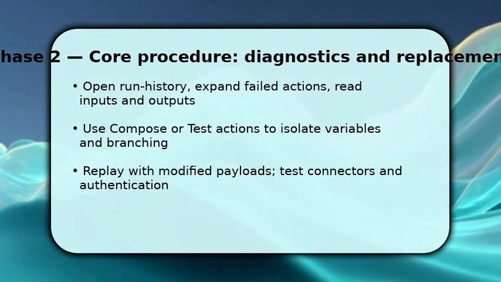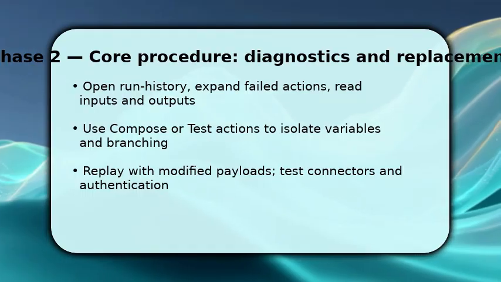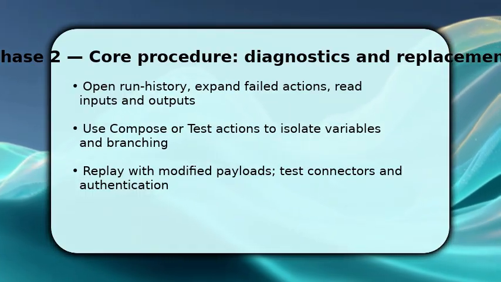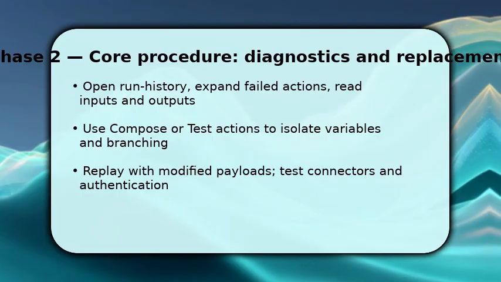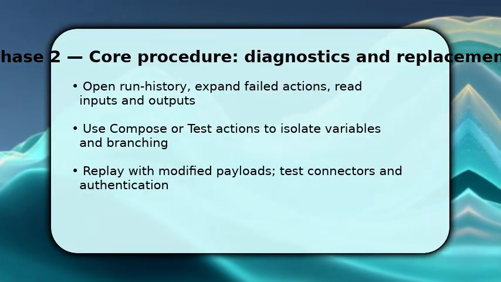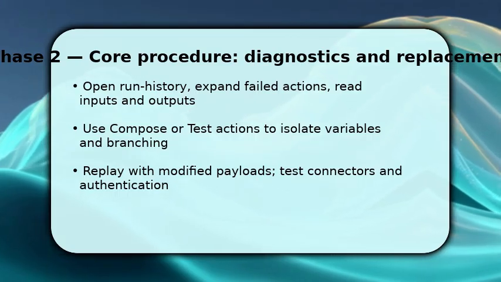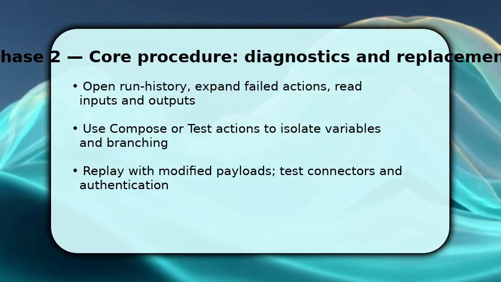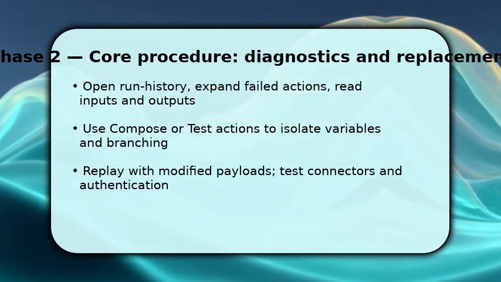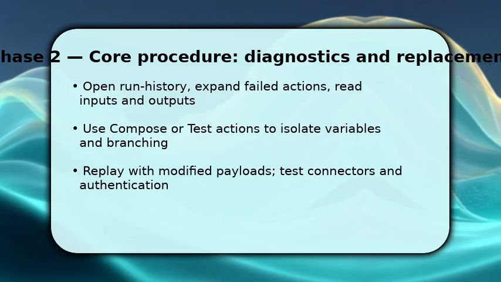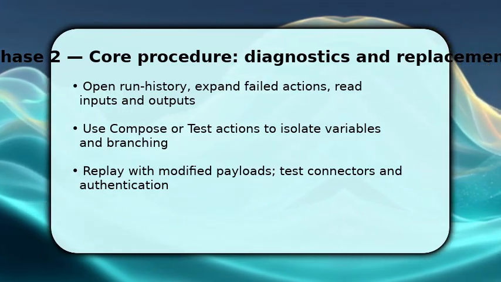You now dig into the run history to locate errors and understand why they occurred. Expand failed actions, inspect inputs and outputs, and note HTTP status codes or connector error messages. Once you have the failure point, use compose or dedicated test actions to isolate variables and conditional branches. This narrows the fault to data, mapping, or connector auth.